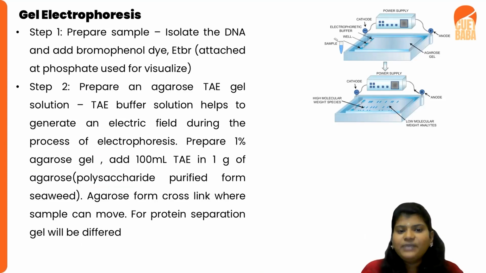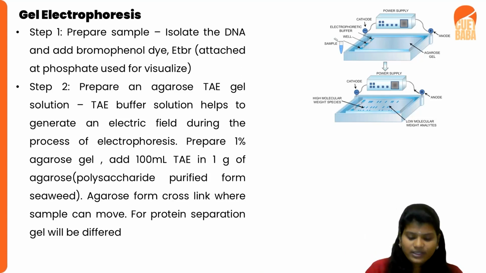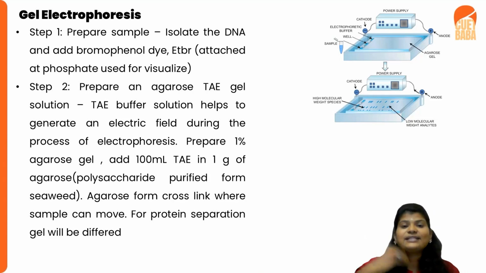After that, the EtBr, ethidium bromide, which is a carcinogenic substance. It will attach to the DNA phosphate group. Why we are adding this EtBr is to observe when we look under the UV illuminator. After the sample running, when we observe under the UV illuminator, the sample has to show fluorescence. It has a capacity of fluorescing.